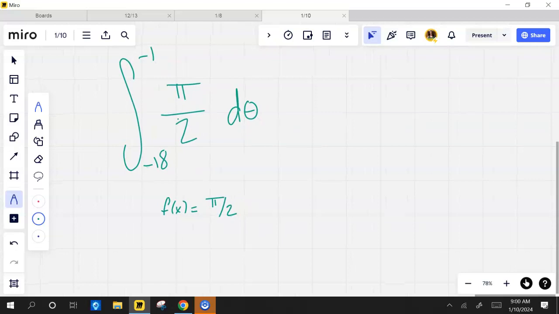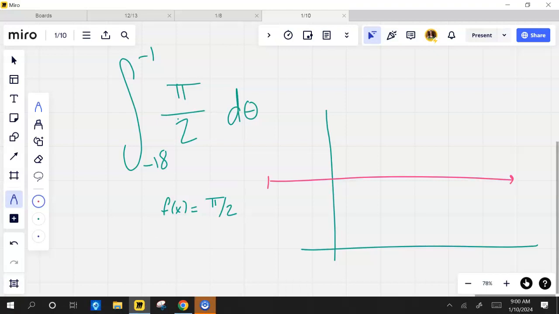So what I'm really doing is graphing a constant. What does that look like when you graph it? A straight line, a horizontal line, right? Y equals is a horizontal line, x equals is a vertical line. So this is the graph of f of x equals pi over 2. Agree?